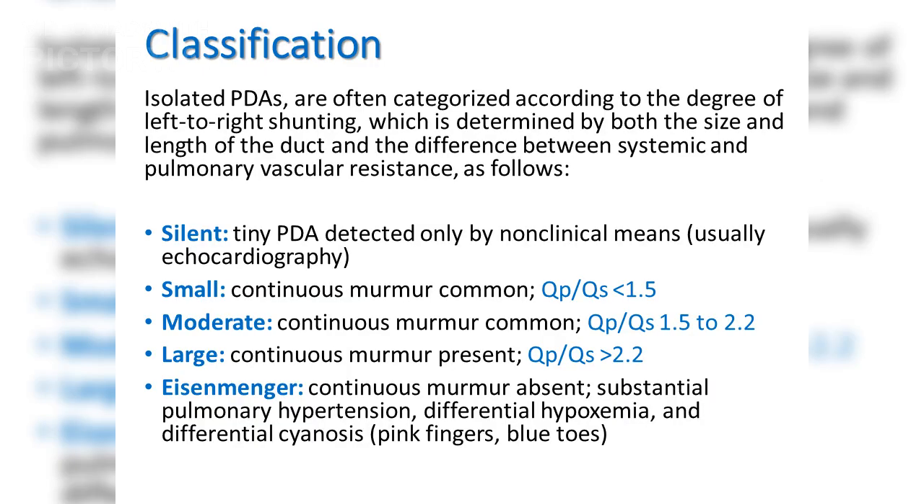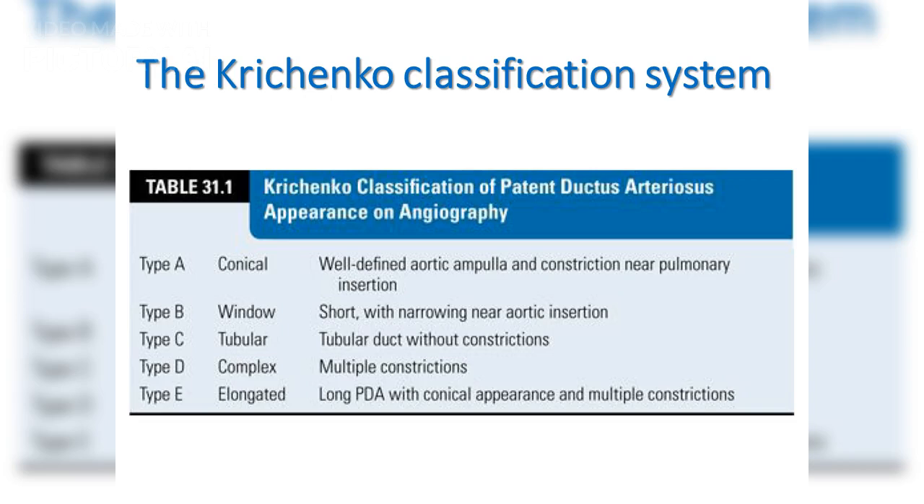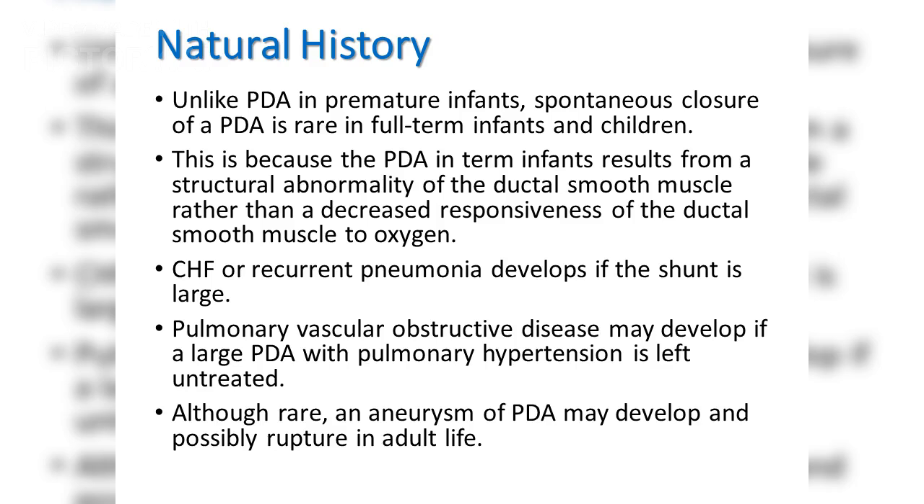PDAs are classified by the degree of left to right shunting and the size of the duct. Categories range from silent to Eisenmenger, each with distinct characteristics. The Krichenko classification system categorizes PDA based on its appearance on angiography, ranging from conical to elongated with multiple constrictions. In full-term infants and children, spontaneous closure of PDA is rare. Large shunts can lead to CHF, recurrent pneumonia, or pulmonary vascular disease if untreated.